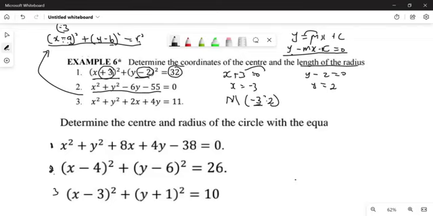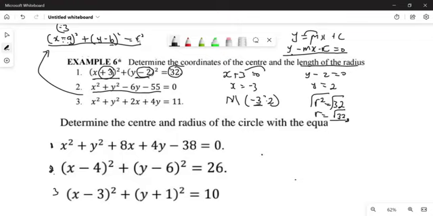The length of the radius. Remember, according to the standard form of the equation, this is r squared. Okay? This is radius squared. So in other words, you say r squared is going to be equal to 32. Again, r squared is equal to 32. Then it means r is going to be equal to the square root of 32. Now, I'm only doing this if they want the length of the radius.